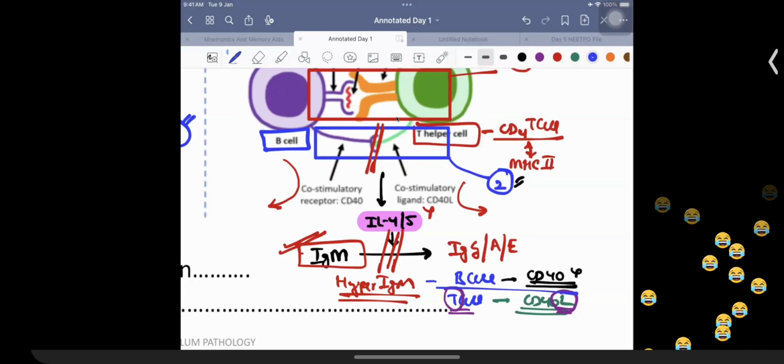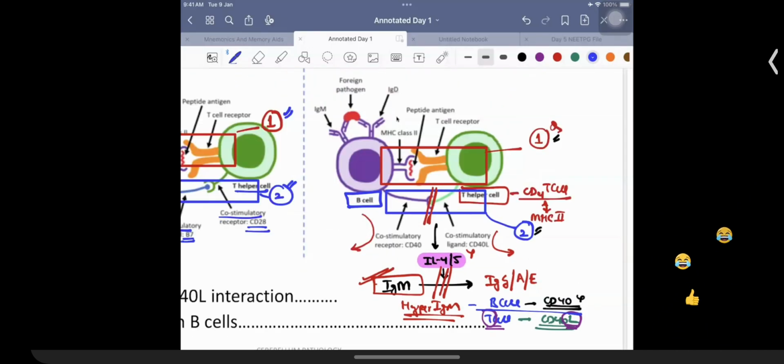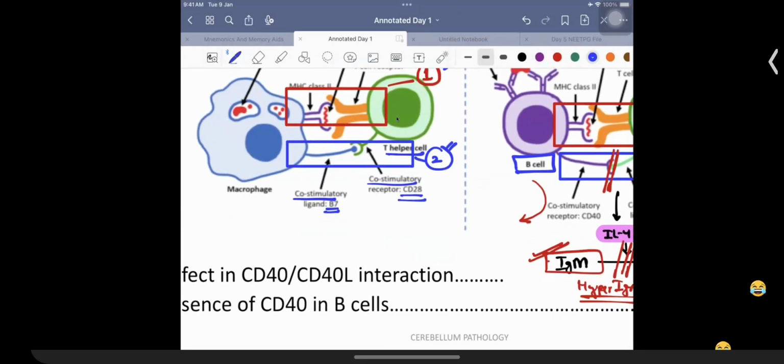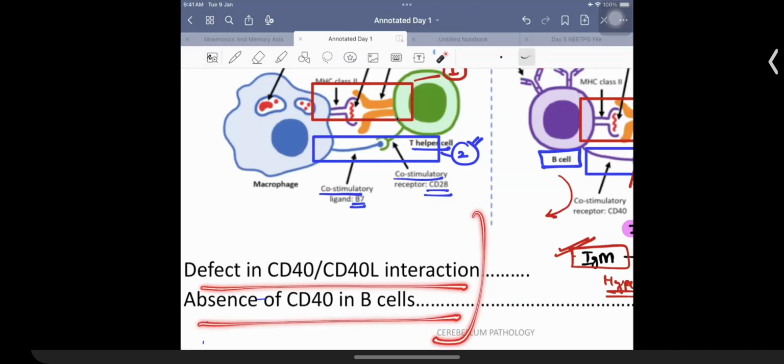But any problem with the CD40, any problem with the CD40L is going to cause hyper IgM syndrome. So this is what they have asked you as a question in the exam earlier as well. This is the first question which was asked in the exam, a defect in this interaction. And the second question that was asked in the exam was absence of CD40. The answer for them is the same: hyper IgM syndrome.